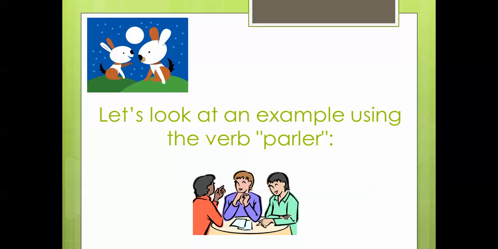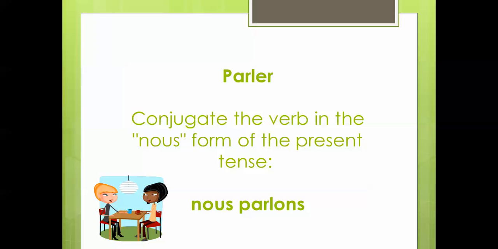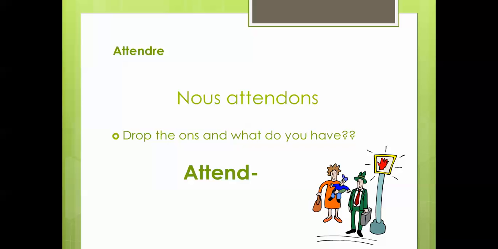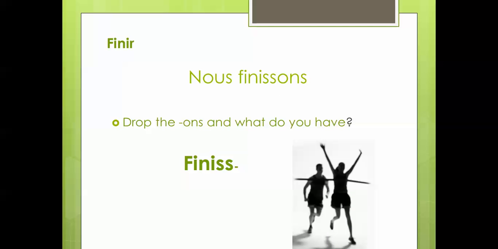Okay, we're going to look at an example. This is the verb parler. The nous form of the present tense is nous parlons. Remove the ONS, and this is your stem or your root to which you're going to add your imparfait endings. Okay, look at attendre. Nous attendons. Drop off the ONS, and we have ATTEND. Okay, the verb finir, nous finissons. Drop the ONS, and you have FINISS. So this is the stem.